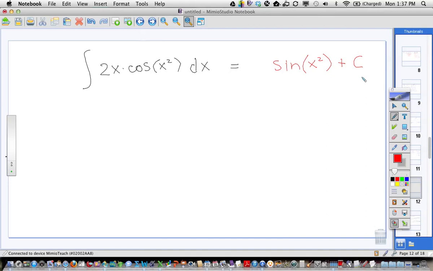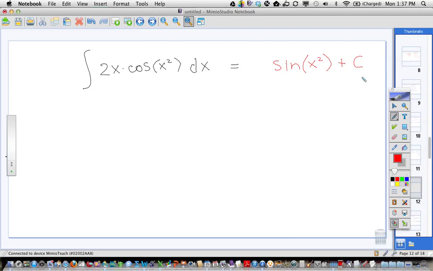Now that you see that, doesn't it make sense that was the antiderivative? Because how do you check an antiderivative? Do the derivative. The derivative of the outside is cosine. Leave the x squared alone. Times the derivative of the inside, just 2x. So that's where that 2x came from.